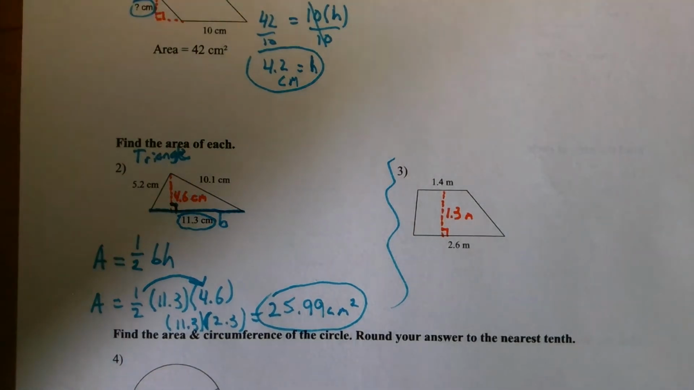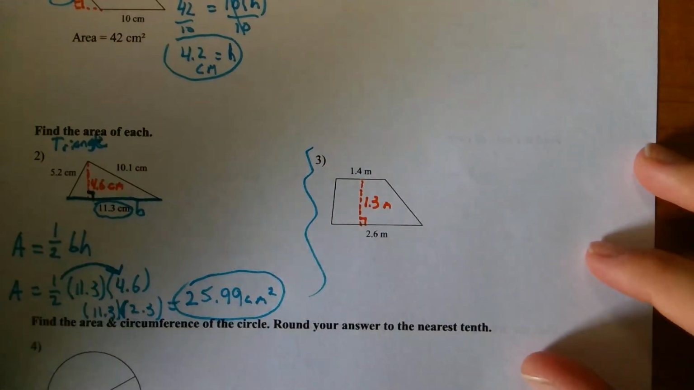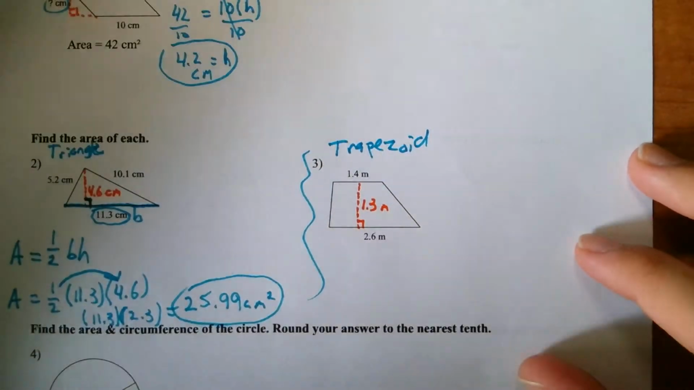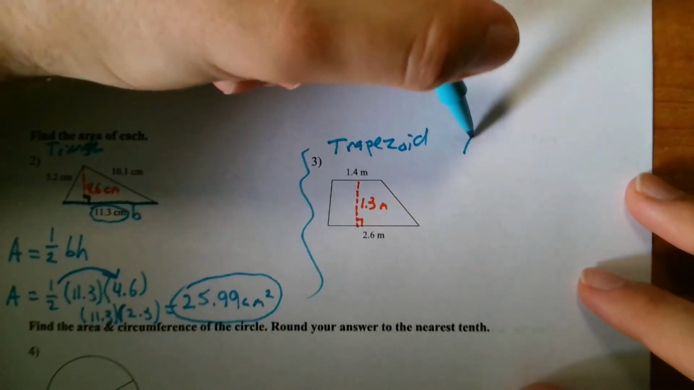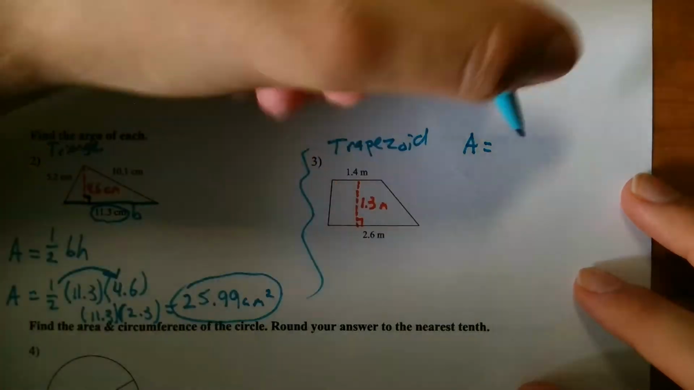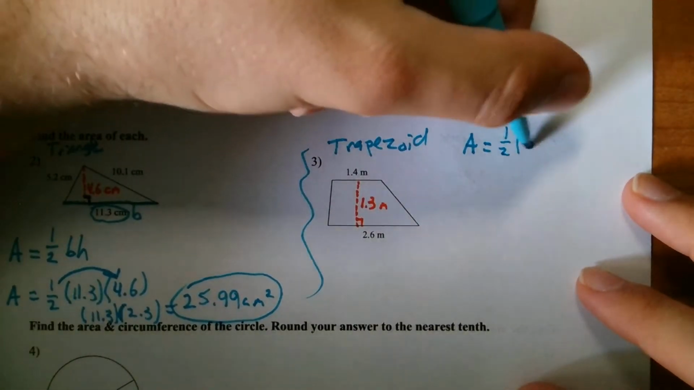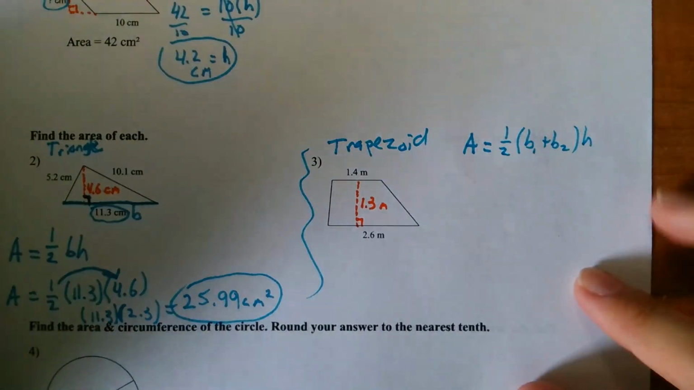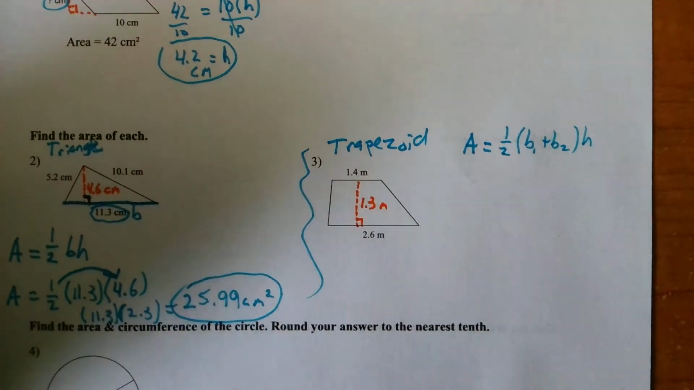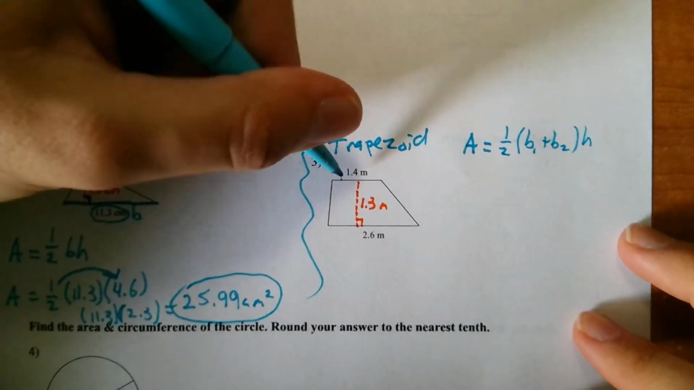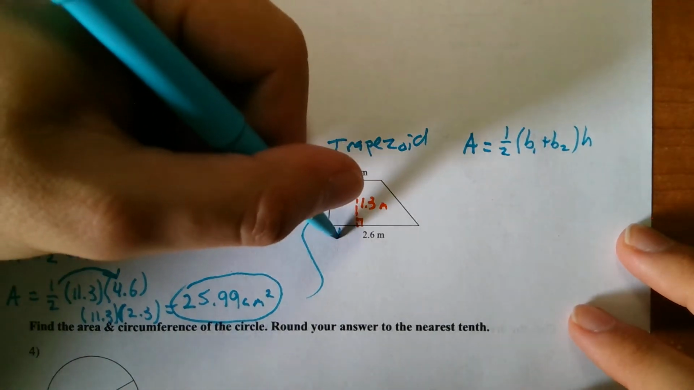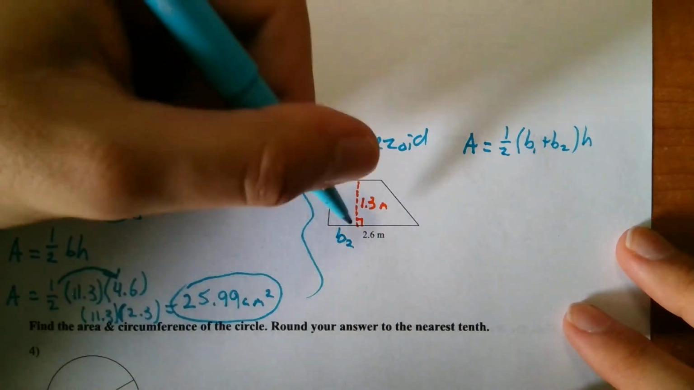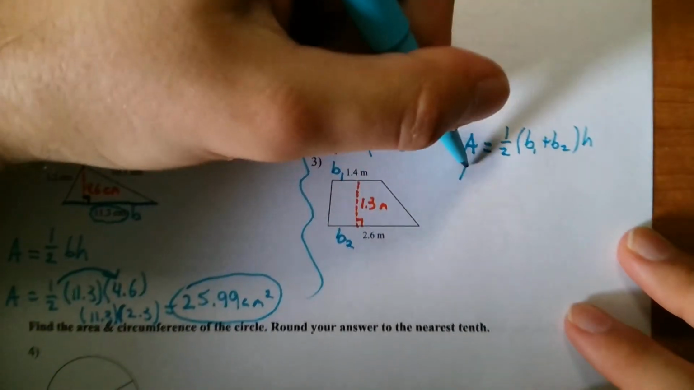Okay, cool. Number 3. This would be an example of a trapezoid. And the area formula for a trapezoid is this. 1/2 base 1 plus base 2 times height. Cool. So let's call this side B1, the 1.4. Let's call this side B2, the 2.6. And then the height will of course be that 1.3 meters in the middle.